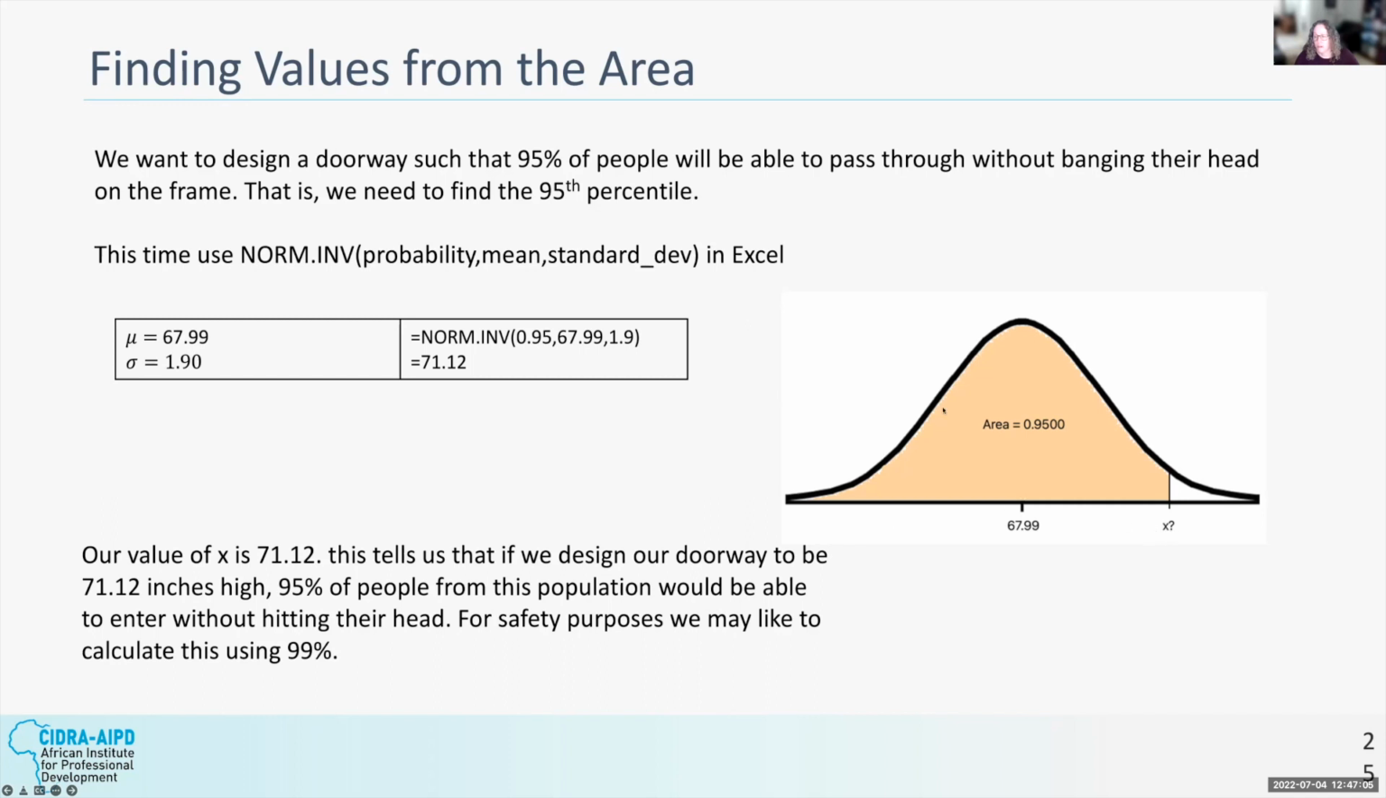That's what you would put in your graph that you've drawn here. And it's a value that's greater than the mean, as you would expect. I would go ahead and write that in there. And let's interpret it as well. The value of X is 71.12, and this tells us that if we design our doorway to be 71.12 inches high, then 95% of people from this population would be able to enter the door without hitting their head. For safety purposes, an engineer or anyone might like to calculate this using 99% or higher, so that the majority of people are going to be able to enter the room safely without hitting their head.